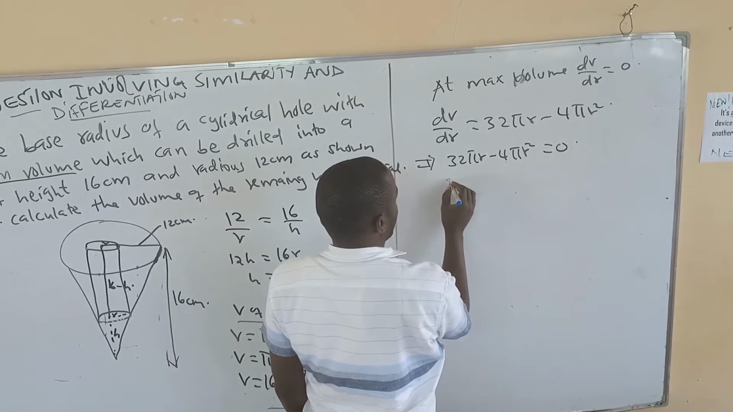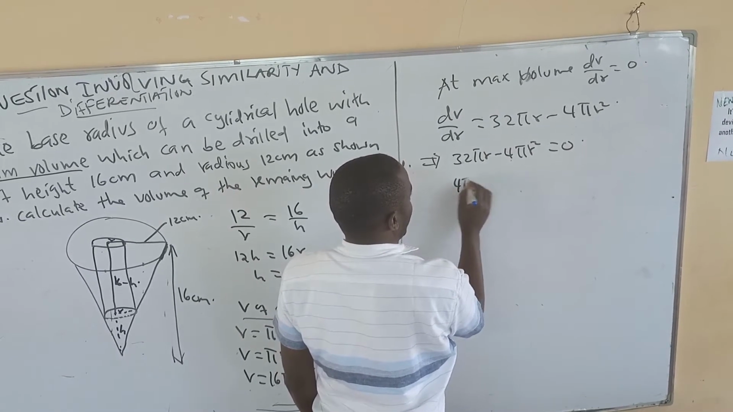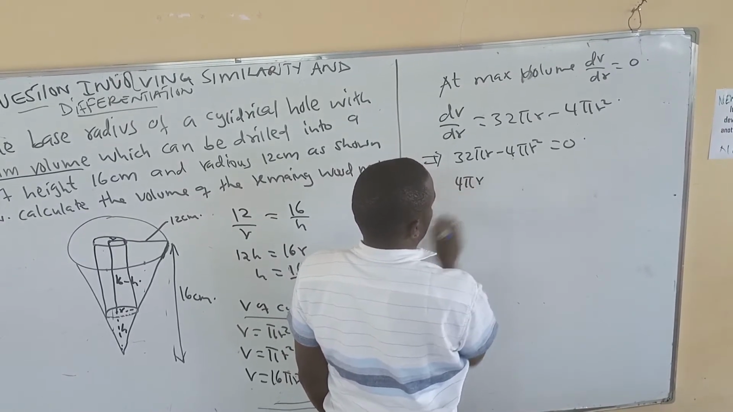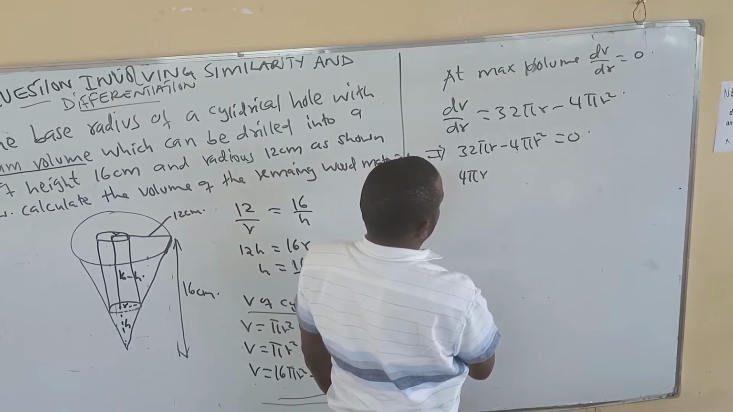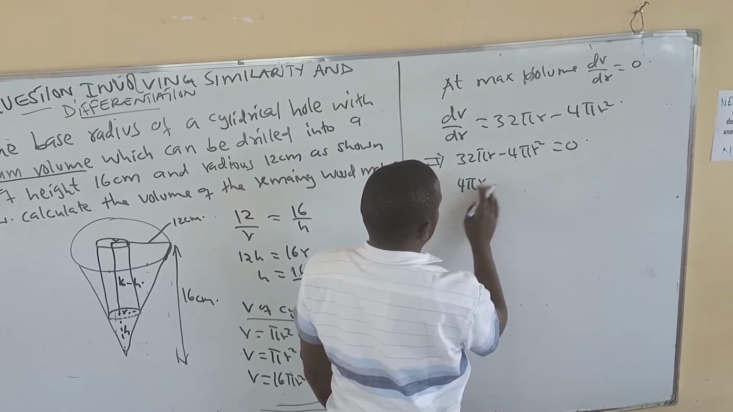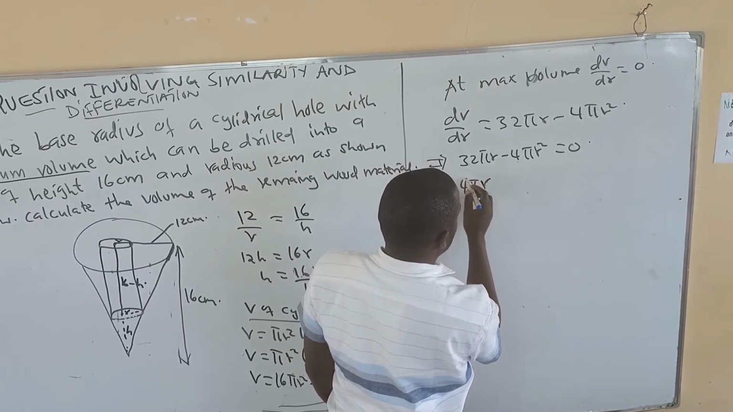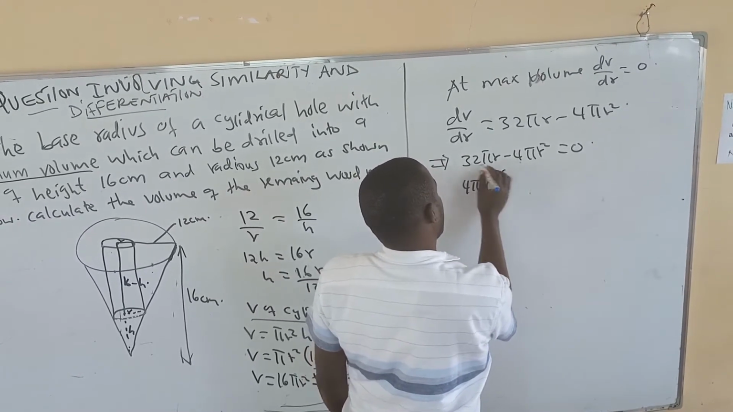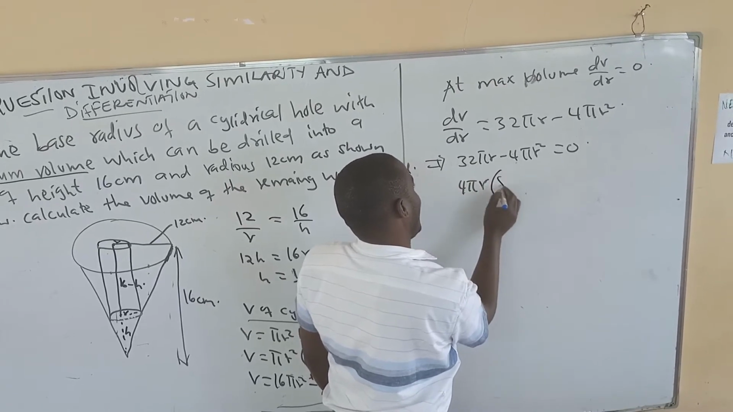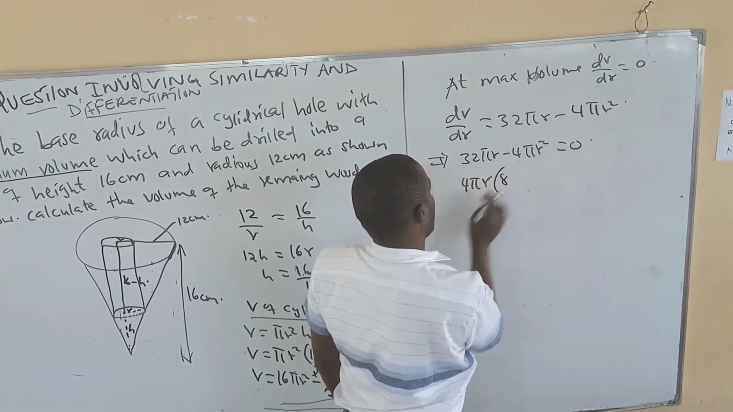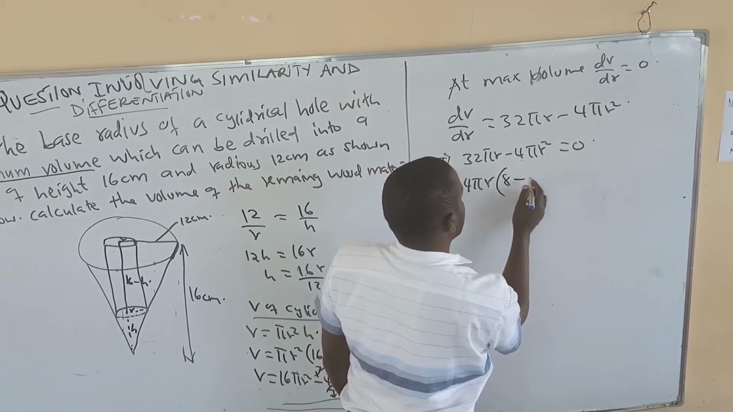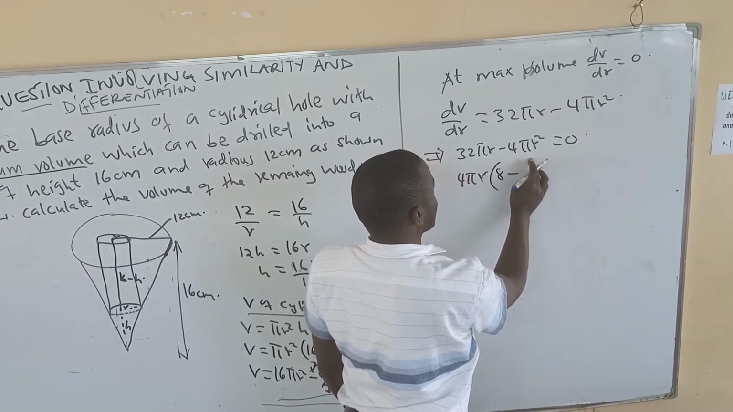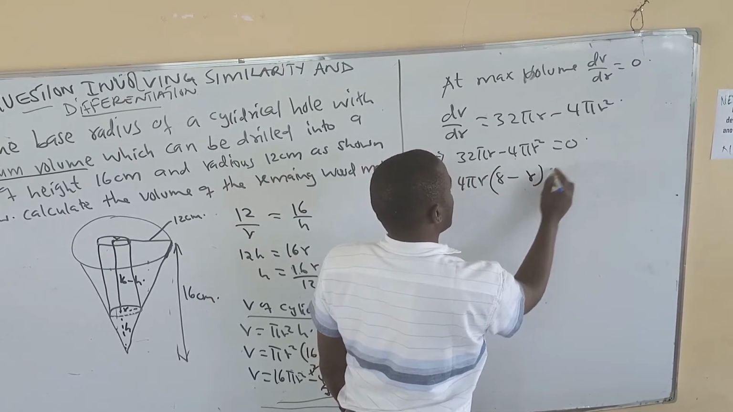We factor out, and 4 pi r will be common. Taking 4 pi r out, 4 into 8 is 8, pi will cancel and r will cancel, so it is 8 minus... 4 pi r divided by 4 pi r, it will cancel 4, pi will cancel, r will cancel and remain 1 r. This is equal to 0.